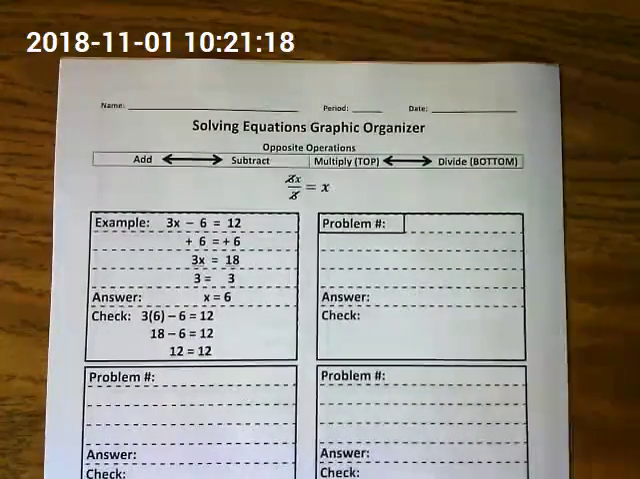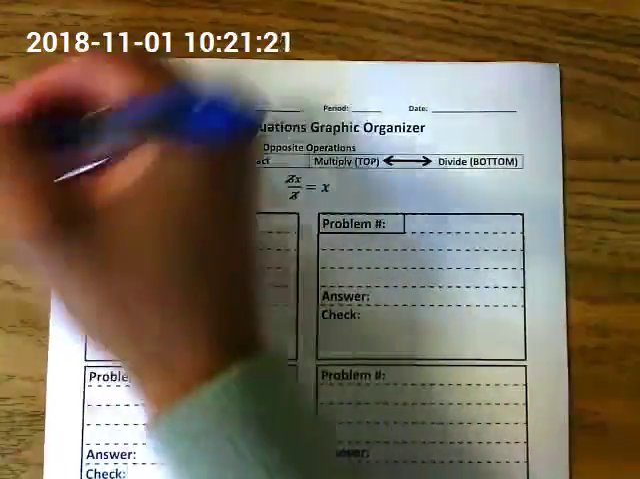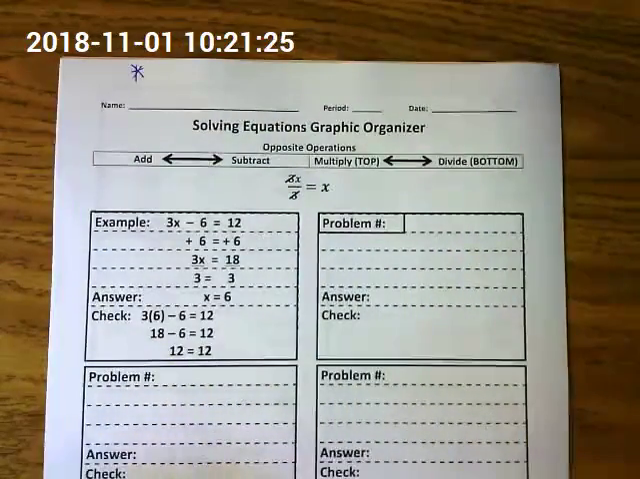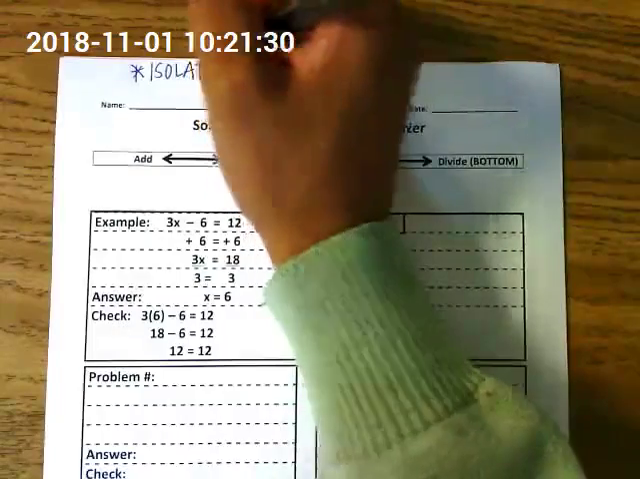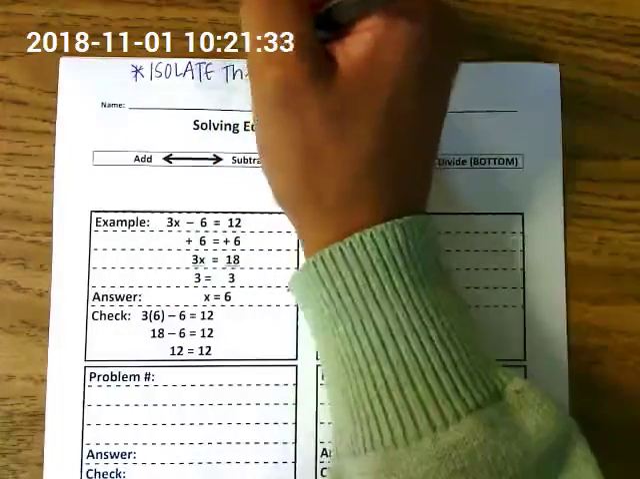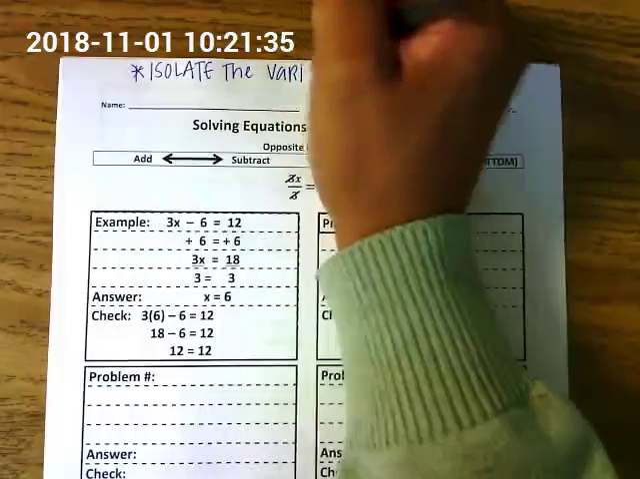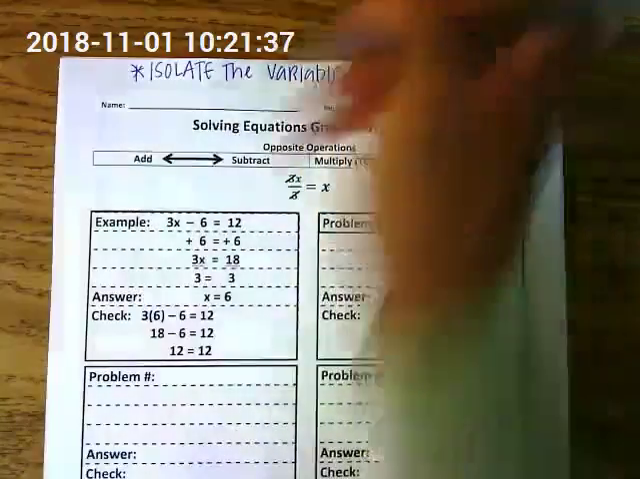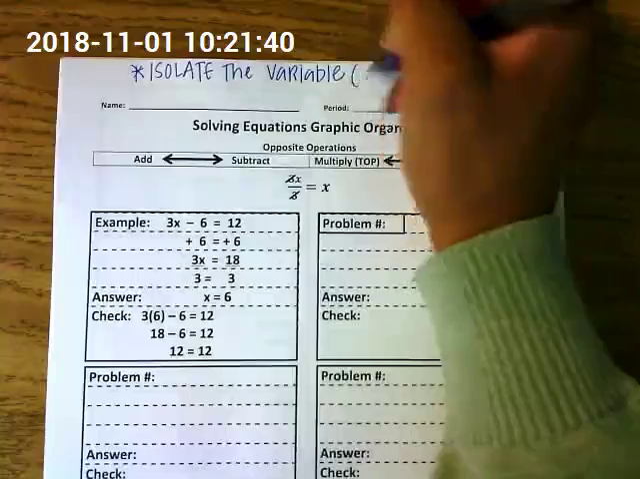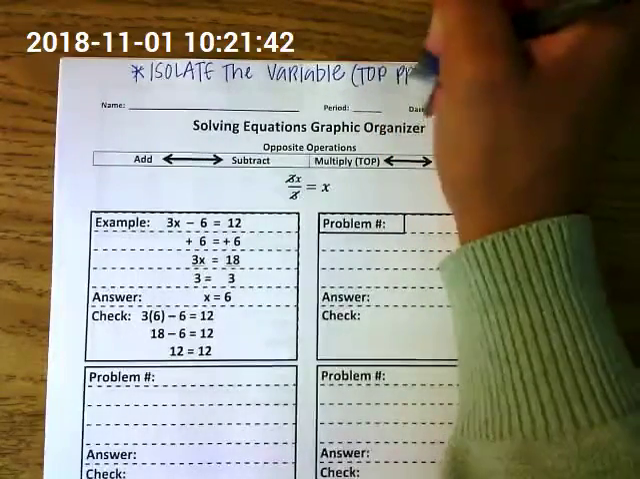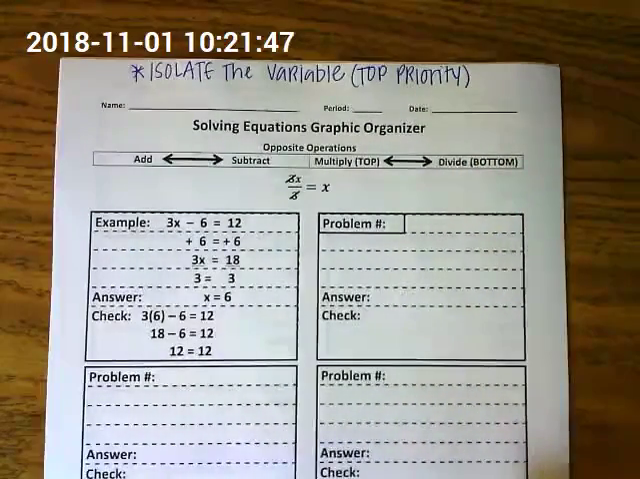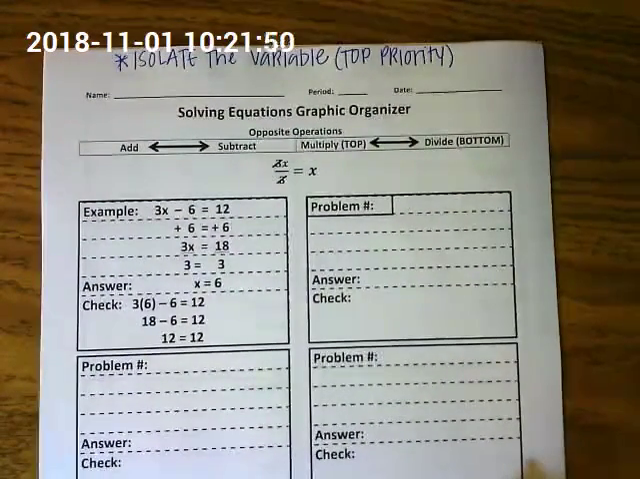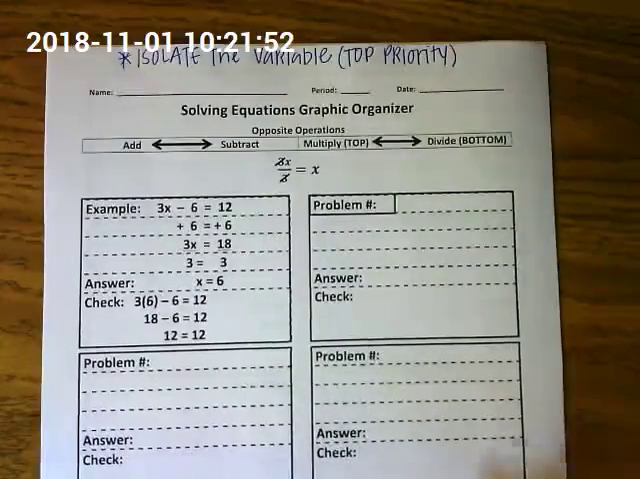Leave it by itself. So, our priority, let's write it up to the top of our paper. We can put a little star. Priority: isolate the variable. This is our top priority. We want to isolate the variable. So now let's take a look at this first example here.